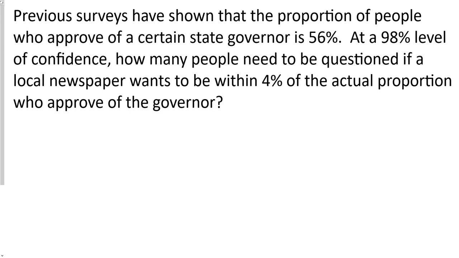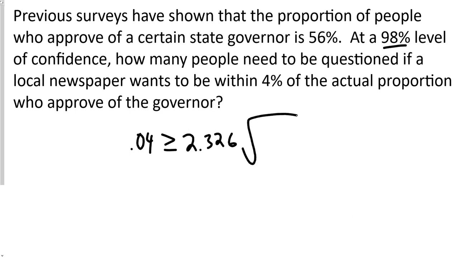Okay, so we're going to take that information. Let's put it in here. 0.04 is my 4% margin of error. I want it to be at least the z-score for 98%. As far as I know, I believe it's 2.326. Multiply that by, we actually have a p-hat here. P-hat is 56%, so we're going to use that.